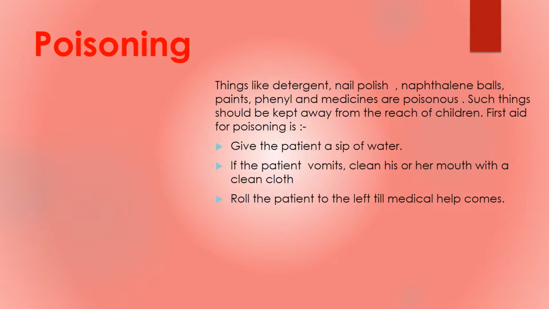Poisoning. Poisoning occurs when any substance interferes with the normal body functions after it is swallowed, inhaled, injected, or absorbed. Things like detergent, nail polish, naphthalene balls, paints, phenyl, and medicines are poisonous. Such things should be kept away from the reach of children. First aid for poisoning is give the patient a sip of water. If the patient vomits, clean his or her mouth with a clean cloth. Roll the patient to the left till medical help comes.